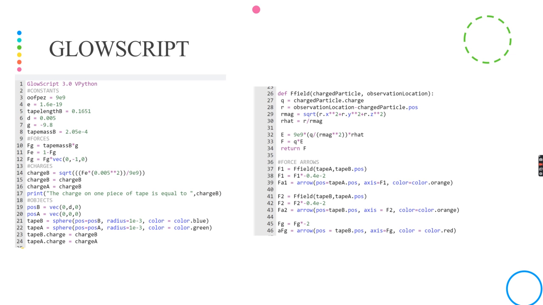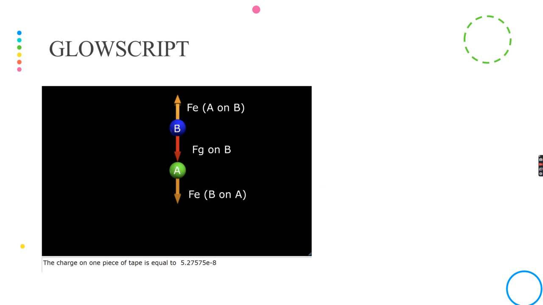GlowScript. Here is my GlowScript Python program. First I defined the constants, then I calculated the forces, then the charges, then I defined the objects, then I wrote a function to calculate the force fields, and then I made some arrows corresponding to the different forces. Here is the visual result of my GlowScript program. The labels you can see have been added on afterwards and were not part of the original program.